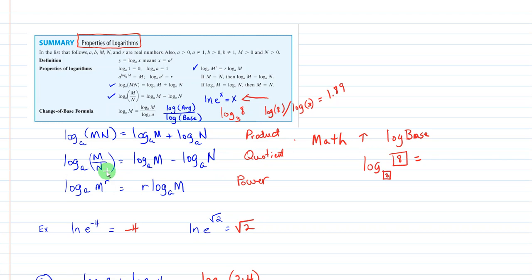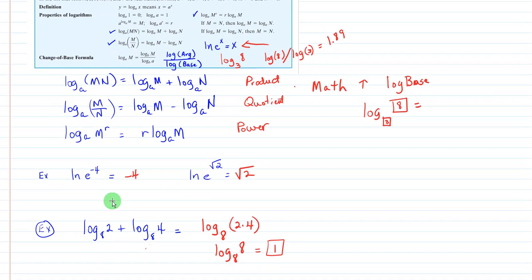The last one that we use a lot is log base A of m to the r. That's the power rule, and it allows us to get the power to the front, kind of like in our rule that we had in the last section. So we want to remember the rule: ln of e to the -4 is just -4. ln of e to anything is the anything. So there's a couple of those.